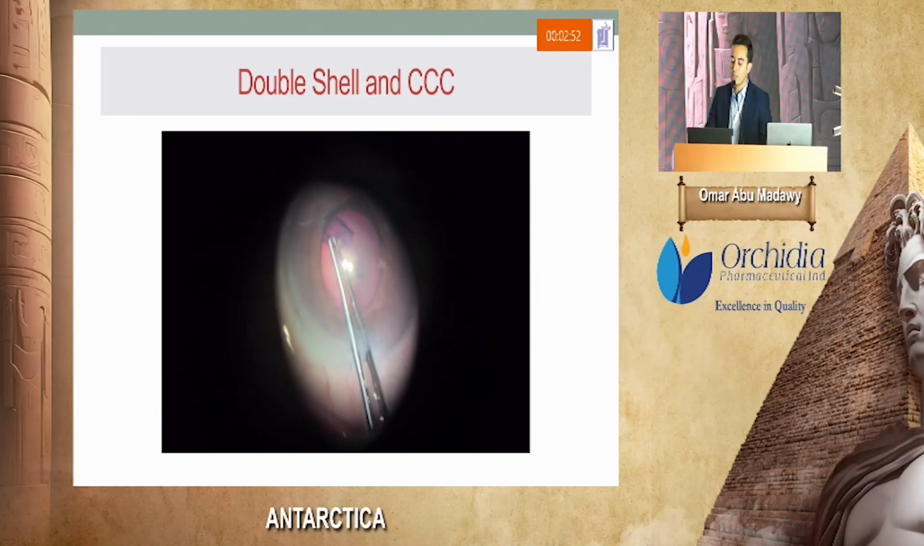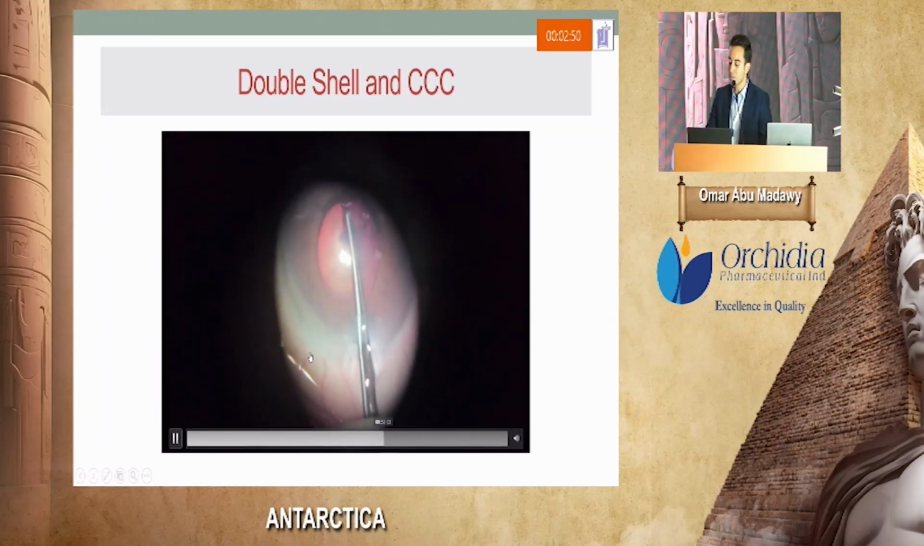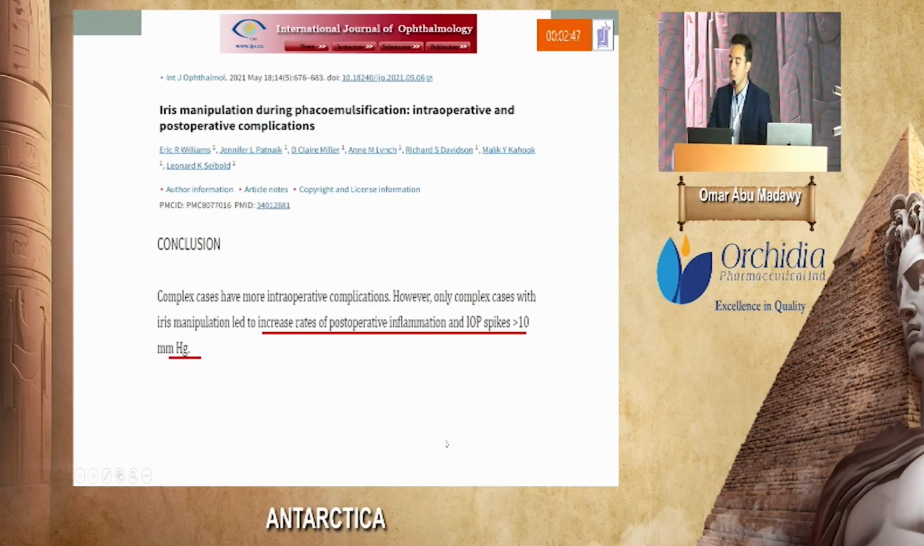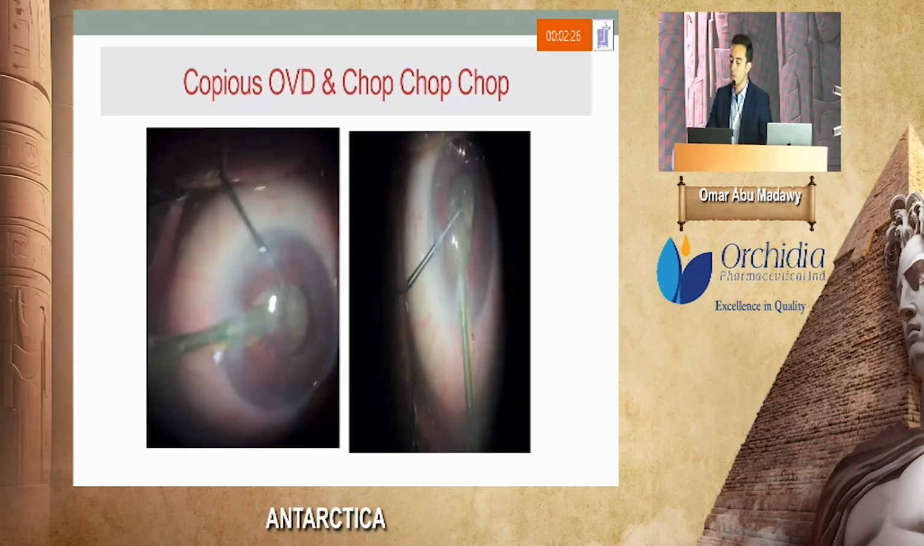The use of expansion devices such as iris hooks, as well as Malyugin rings, has been proven to increase the postoperative inflammation and the IOP by 10 millimeters of mercury. This is my first obstacle. The second obstacle is the use of iris hooks itself, particularly in ICE syndrome cases where the iris is atrophic, which might even make it worse and lead to iris damage. So I decided to proceed with my phaco without them.